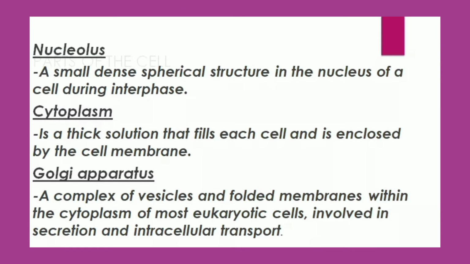Nucleolus: a small, dense, spherical structure in the nucleus of a cell during interphase. Cytoplasm: a thin solution that fills each cell and is enclosed by the cell membrane. Golgi apparatus: a complex of vesicles and folded membranes within the cytoplasm of most eukaryotic cells, involved in secretion and intracellular transport.